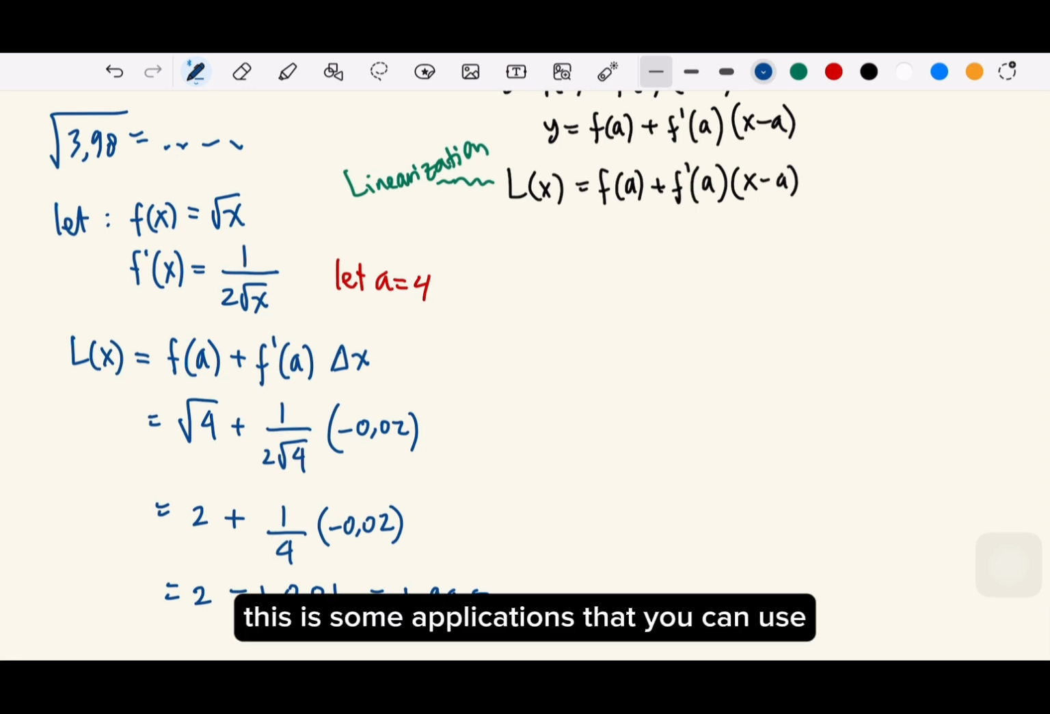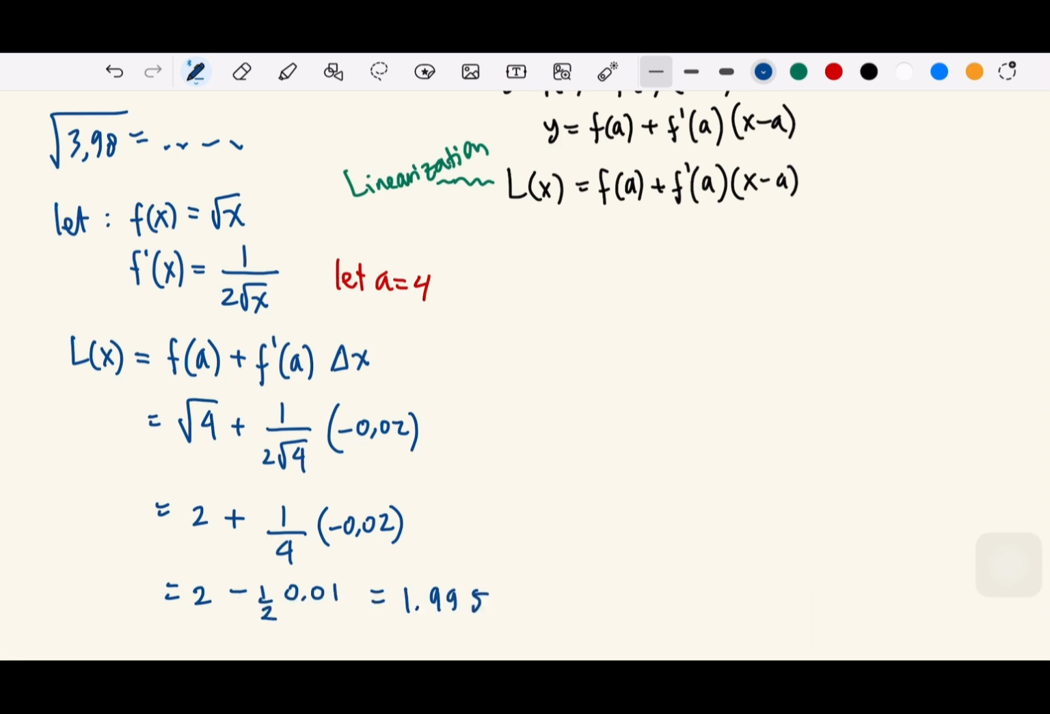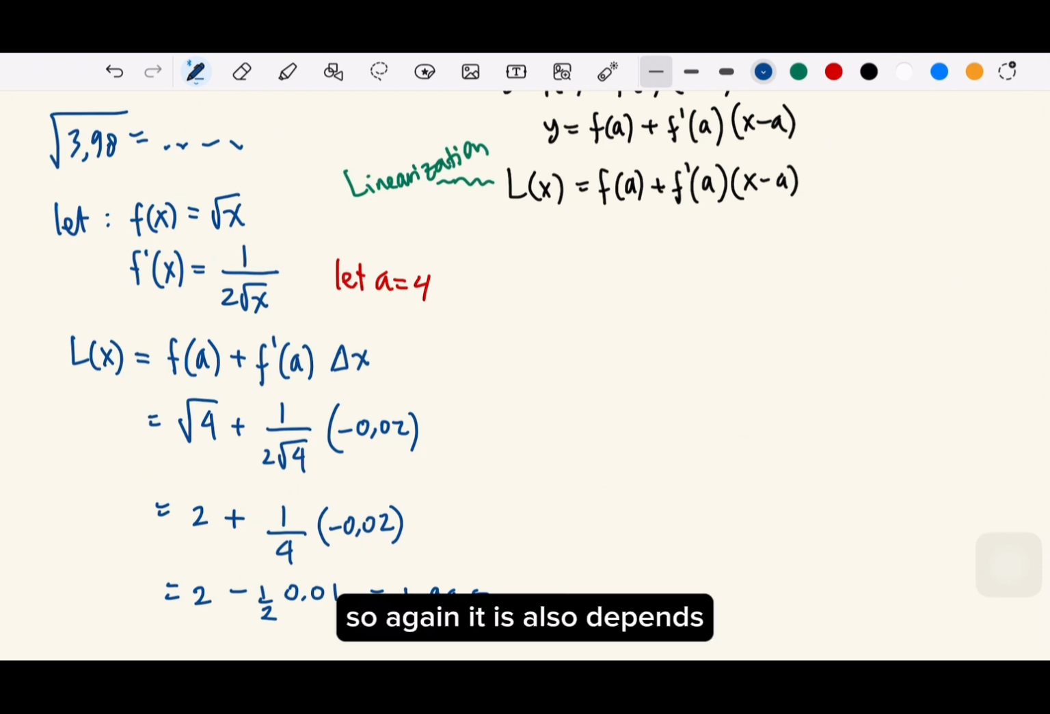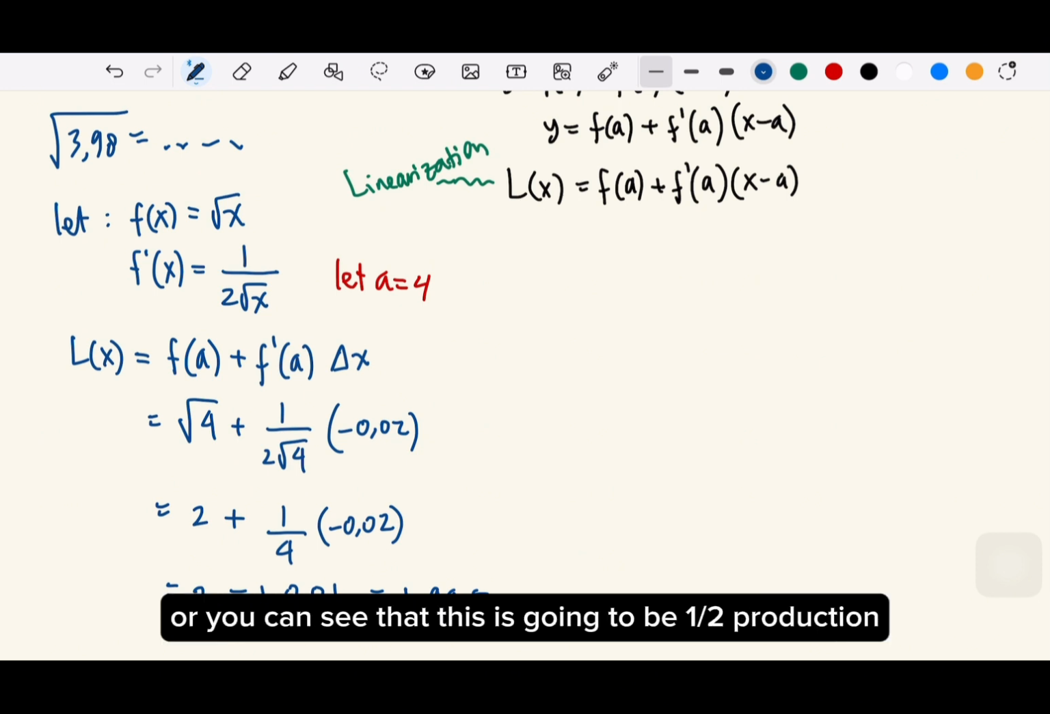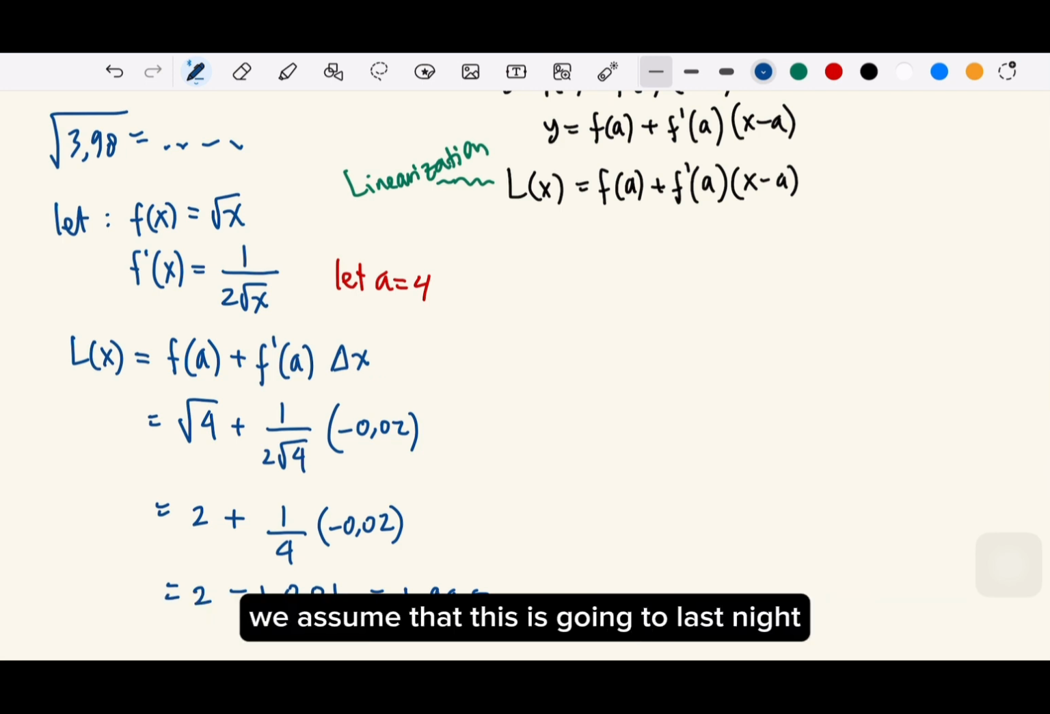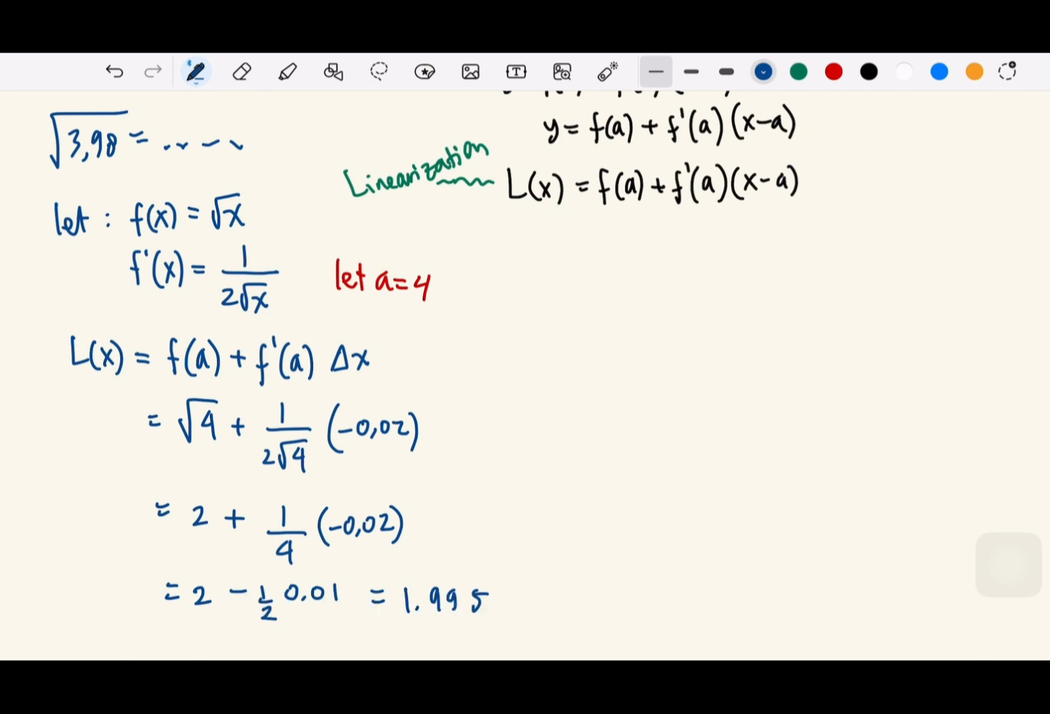This is some applications that we can use. So I think this is the default. The default. So again, it also depends. Like this x and a can be switched. Like this case is actually a minus x, or you can see that this is going to be a half reduction. For this one, we assume that this is going to be plus, right? We are going to assume that it's going to plus. I hope you get the reasons behind this.